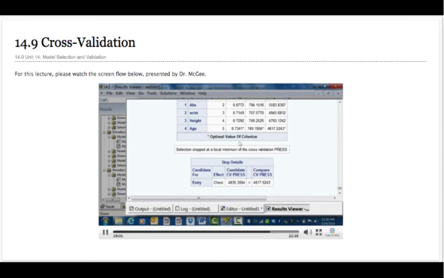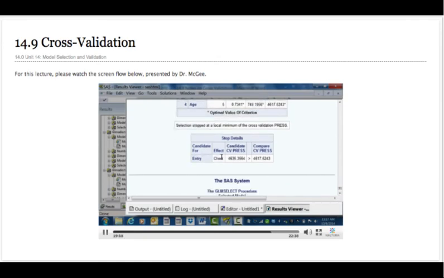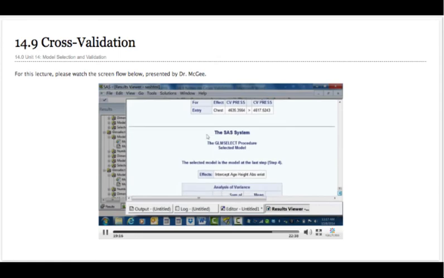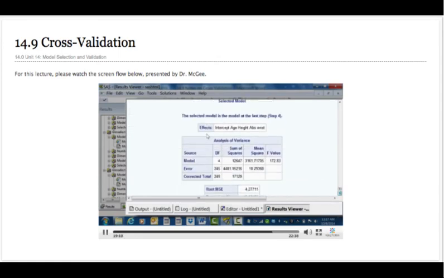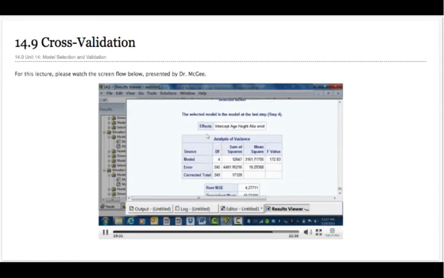SAS says that it has reached the optimal value or a local minimum for the cross-validation residual sum of squares. And the next one that's entered, chest, gives a higher sum of squares than the previous one, so that's another reason to stop. So here we have just model statistics that you usually get from a regression output. We have our analysis of variance with our F value. Our F value is 172.83 on 4 and 245 degrees of freedom.